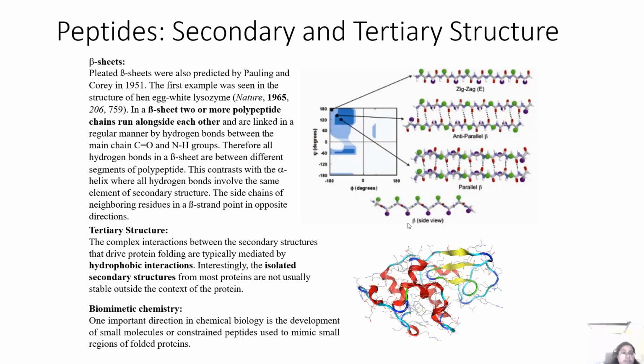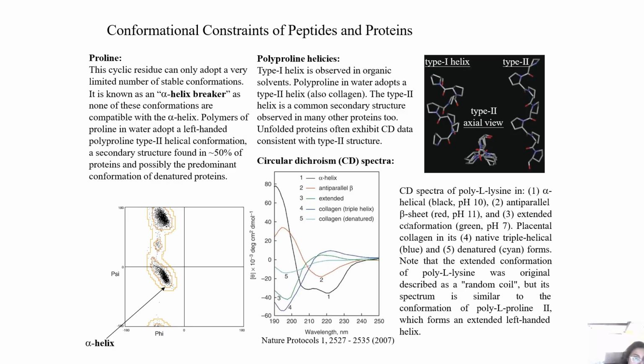Now the side chains of neighboring residues in a beta strand point in opposite directions. The complex interactions between the secondary structures that drive protein folding are typically mediated by hydrophobic interactions. Interestingly, the isolated secondary structures from most proteins are not usually stable outside the context of the protein. Now, biomimetic chemistry, one important direction in chemical biology, is the development of small molecules or constrained peptides used to mimic small regions of folded proteins.